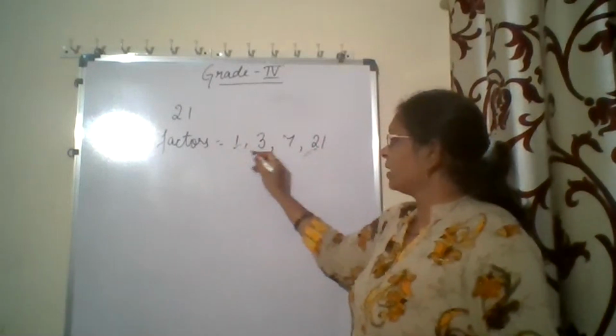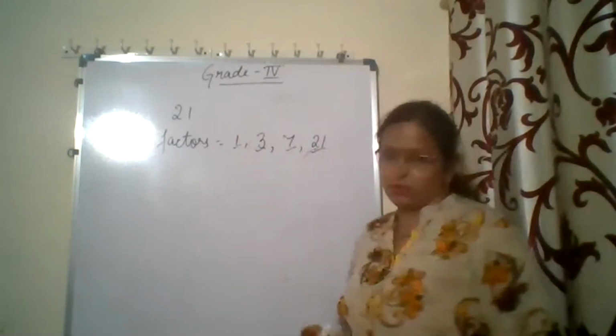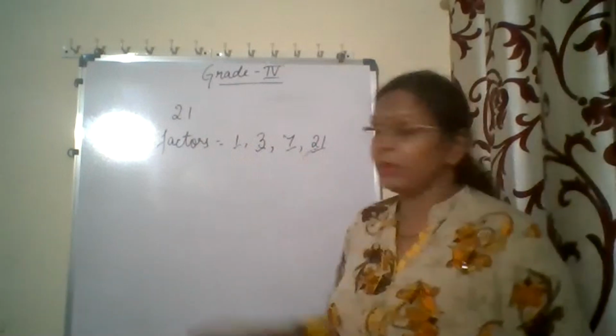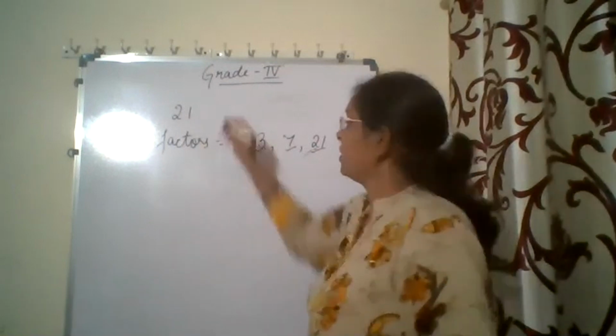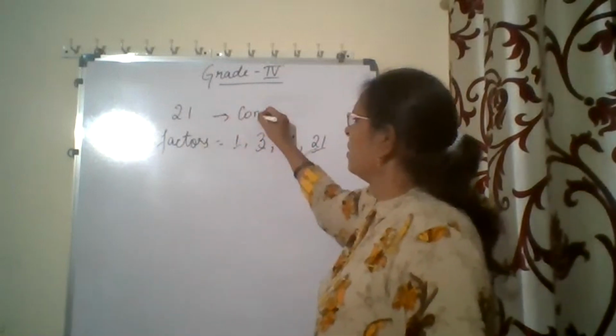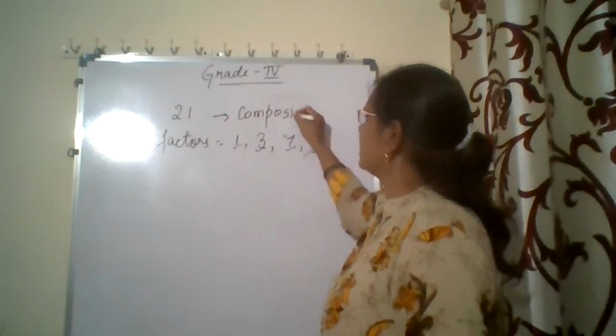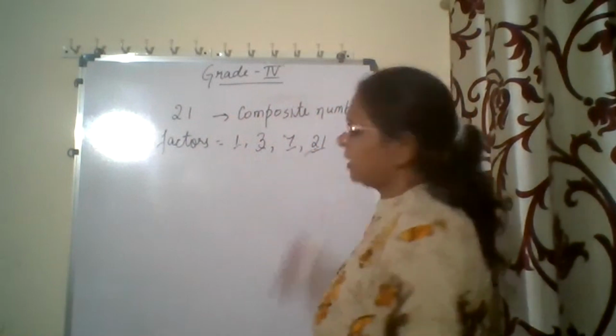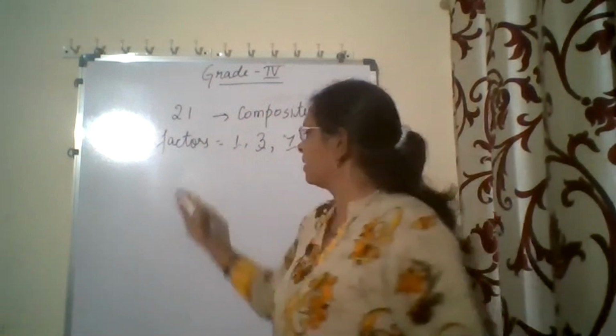So it is having 1, 3, 7 and 21. How many factors? 4 factors. So it is not a prime number, 21 is a composite number, right?